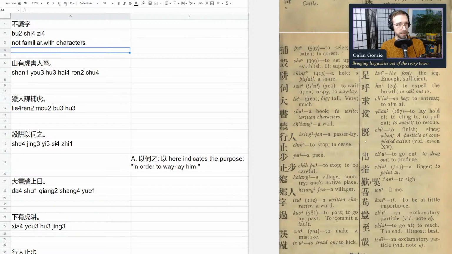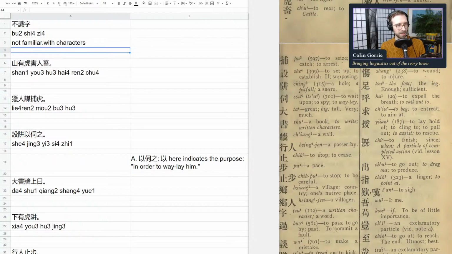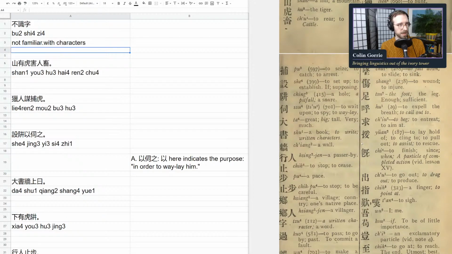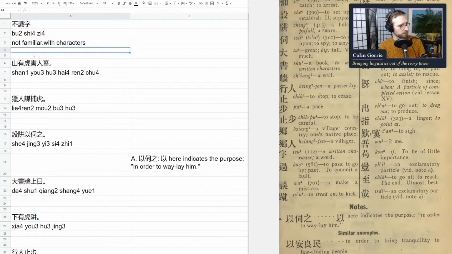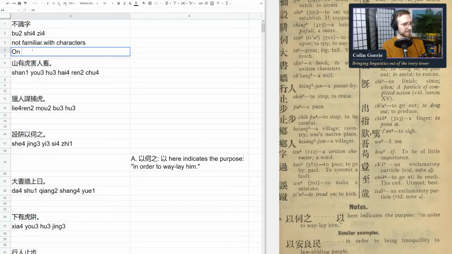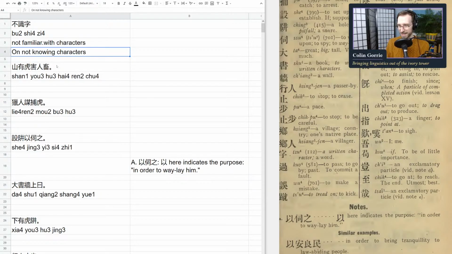Do we have help on this? I don't think we do. Well, nevertheless, I believe that's a good translation. So, since it's a title, we could say something like "On Not Knowing Characters" as a first attempt. And just a reminder, if you're watching live, feel free to shout out suggestions or corrections or ideas. Okay, so that's the title.